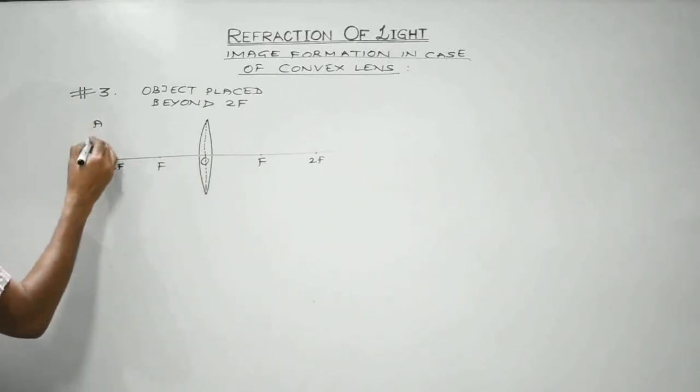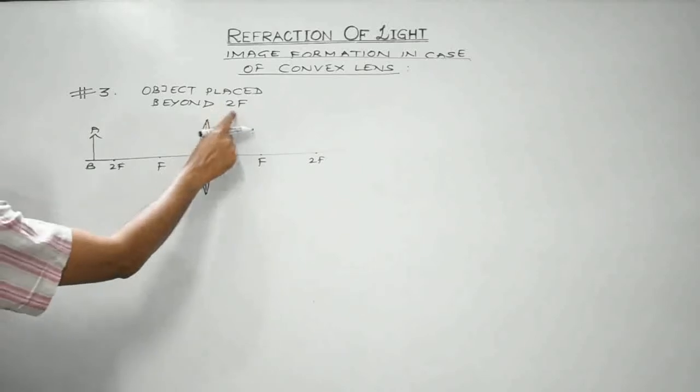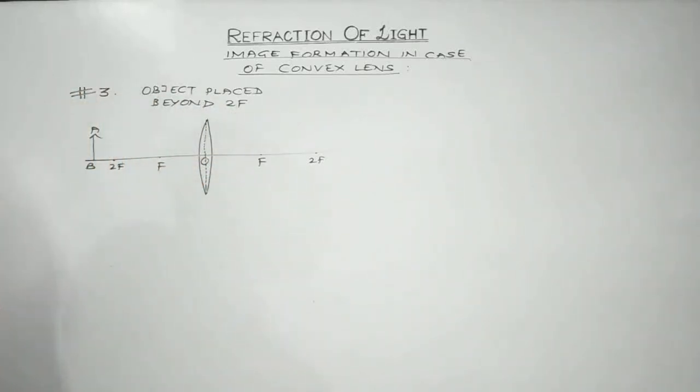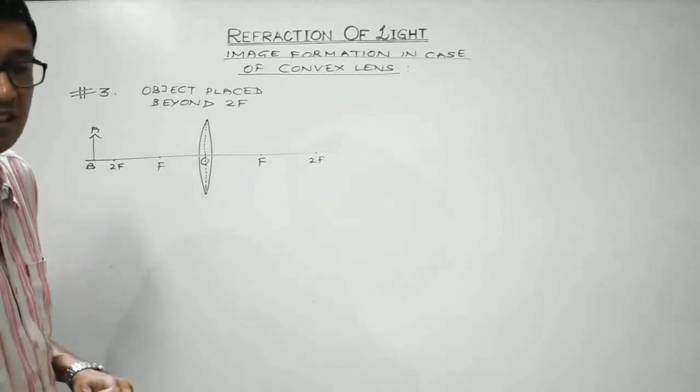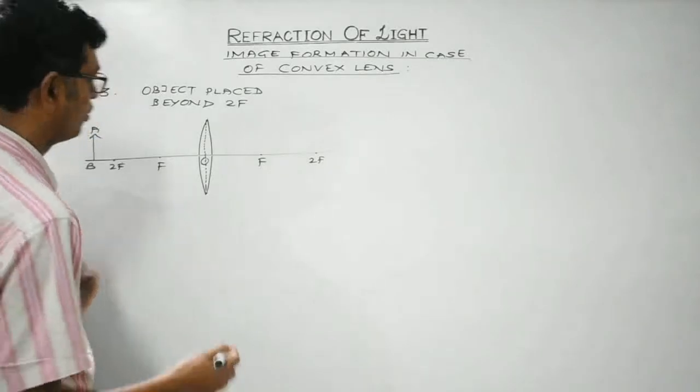And this is the object which is placed, right? An erect object is placed, and it is placed just beyond 2f. So this is case 3. So let's make use of the rules, students. There are 3 rules as stated. First rule is, any 2 rules can be used, isn't it?